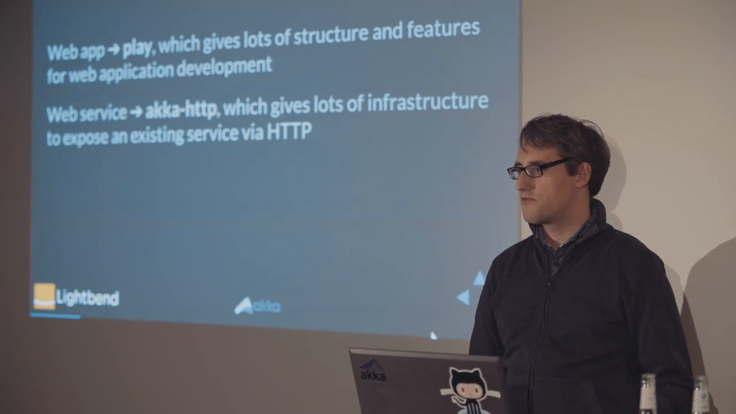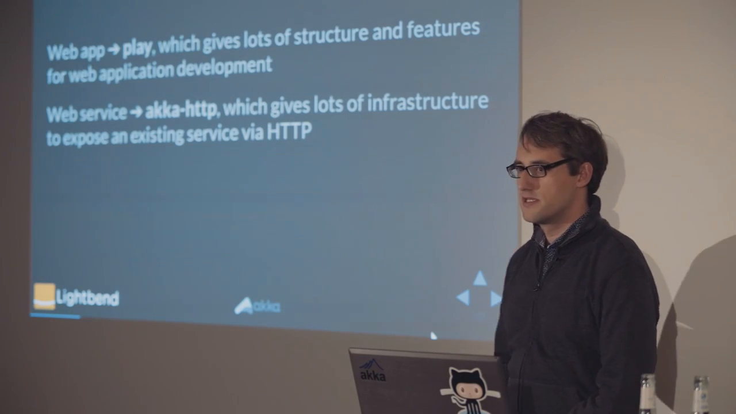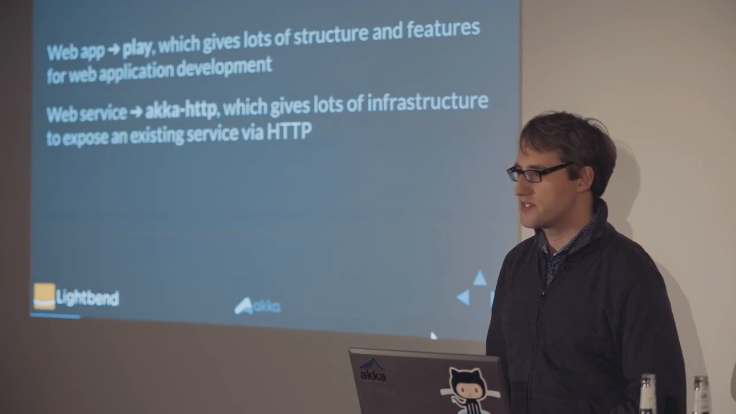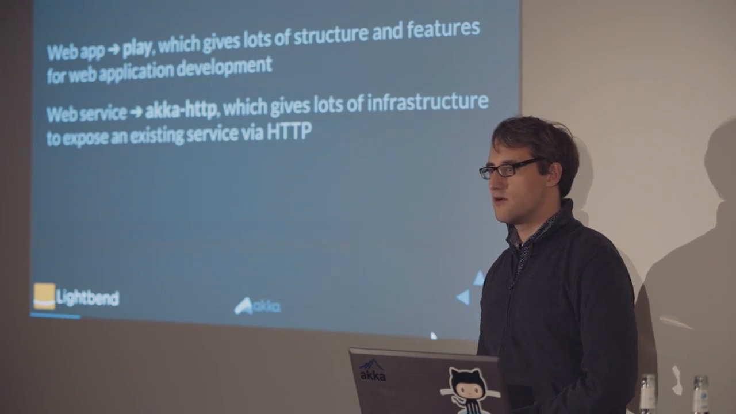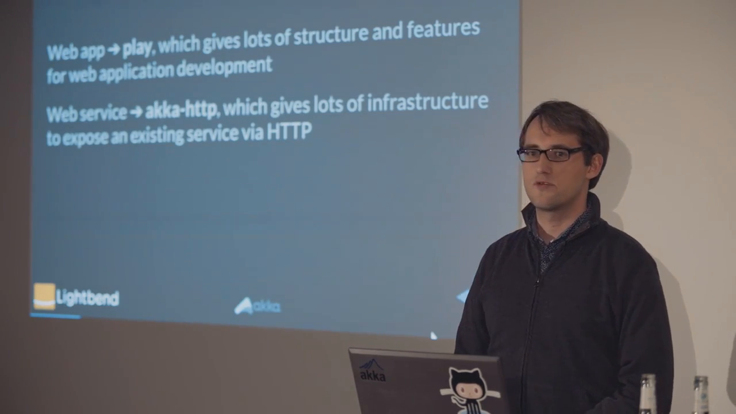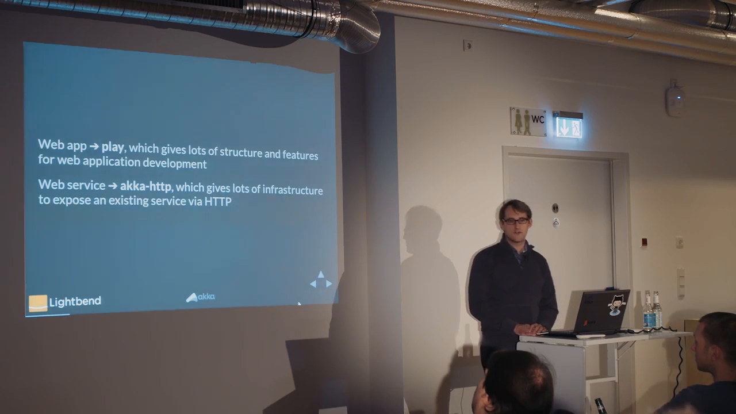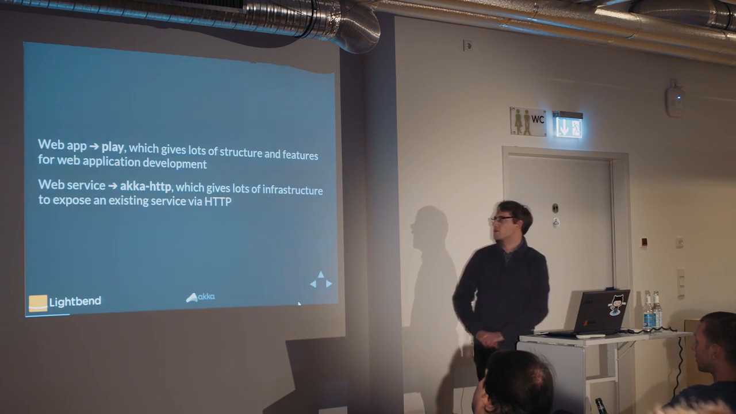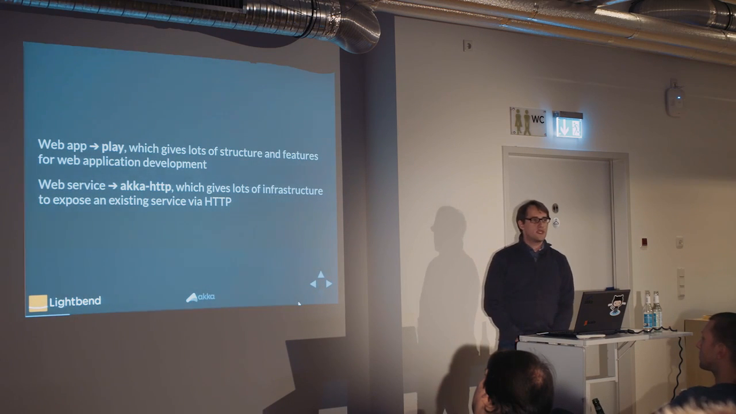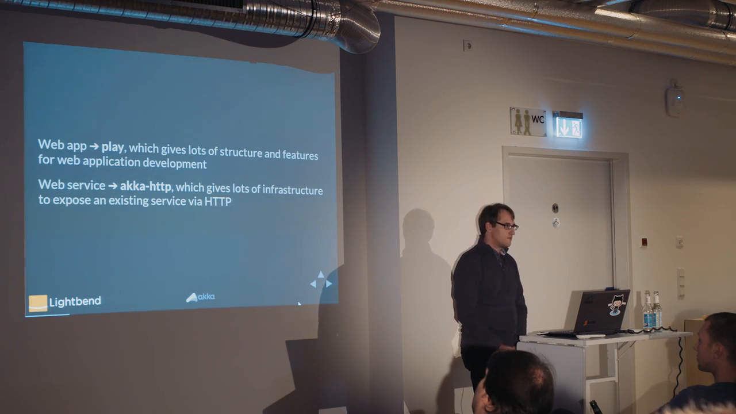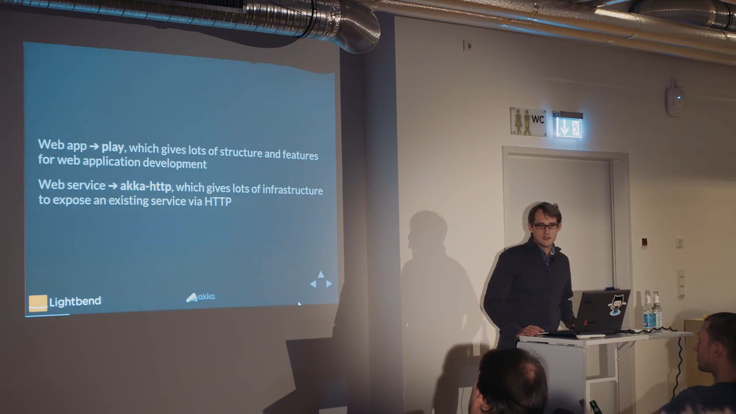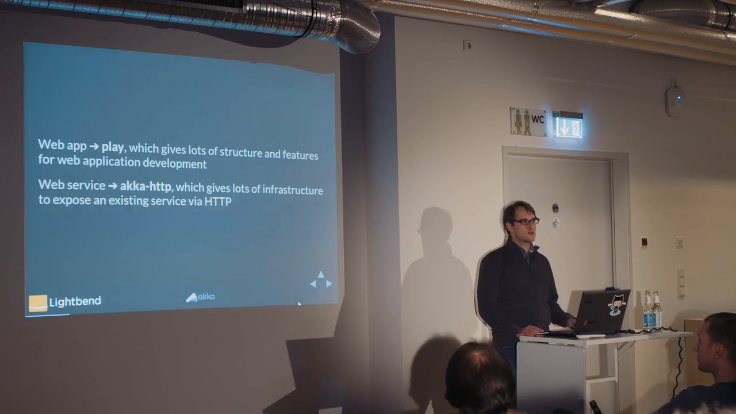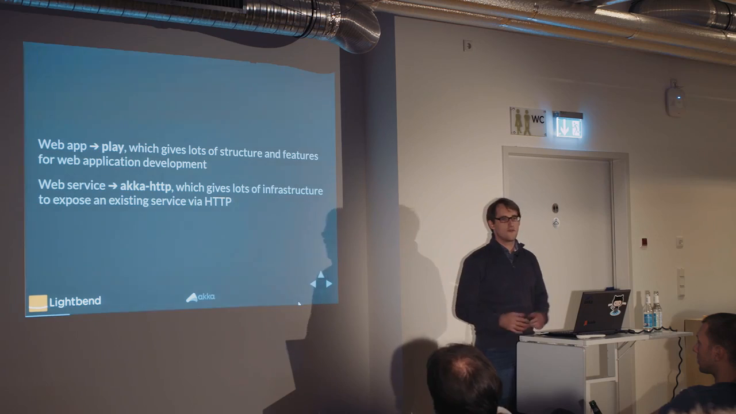The general guideline for this question would be, if you're writing a web application and you want all the tools the web designers can work with to actually do web pages, Play is probably the right thing to use, because it has all the tools of the common stack to build web applications. It gives you lots of structure, which is what a framework usually does. Akka HTTP is more useful if you already have some kind of service in mind and want to offer some HTTP API for your service. Akka HTTP doesn't try to force you into a specific model, but tries to sit at the side and help you offer your service to the world.